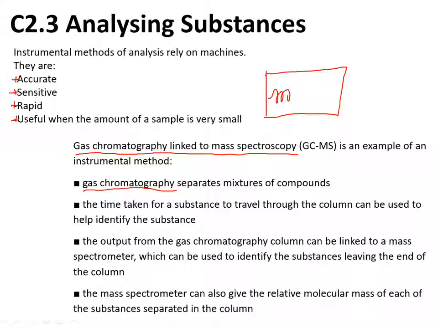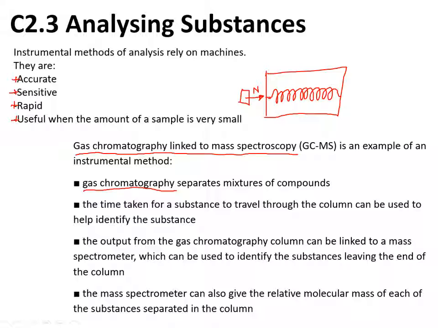So inside a gas chromatography machine, you've got this long curled tube, and inside the long curled tube you've got some solid material. Whatever you want to try and separate is injected into this machine with a carrying gas, and the carrying gas is usually nitrogen. Your mixture will be carried through this tube with the solid inside it, and as it goes along its way, it will be separated out.